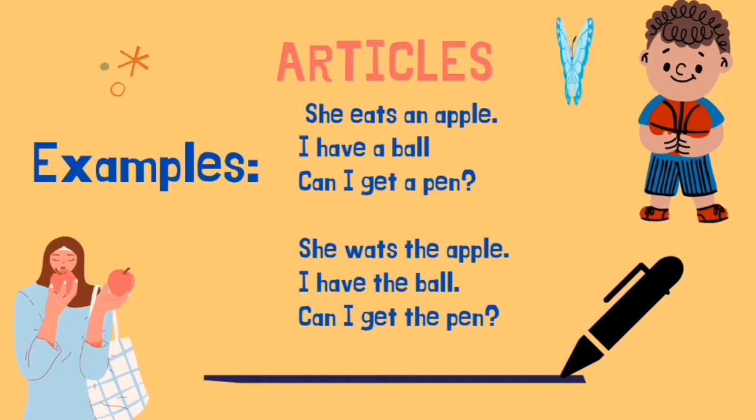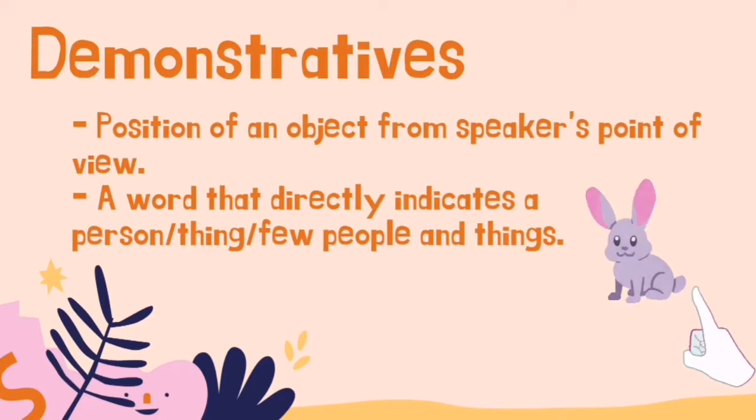Okay. Let's move on to the next type, that is demonstratives. Okay, so demonstratives is a word that directly indicates a person, thing, or few people and things. Okay, it tells you directly. And also it will be in the position of an object from the speaker's point of view. If I'm speaking, I point it out, that.